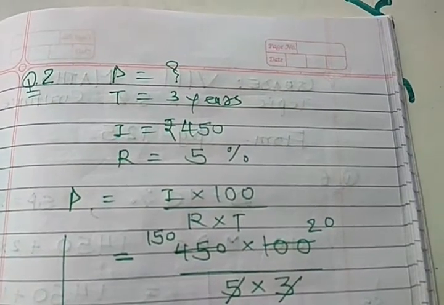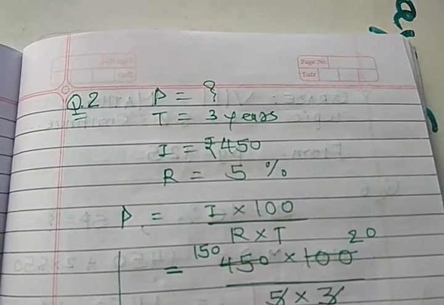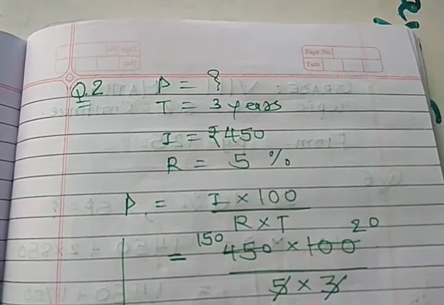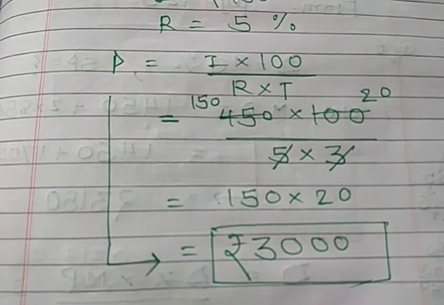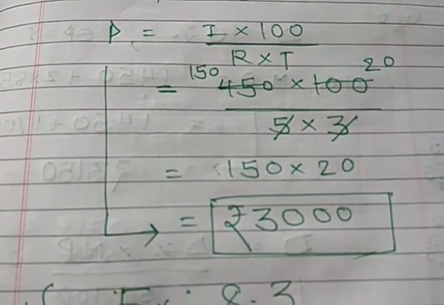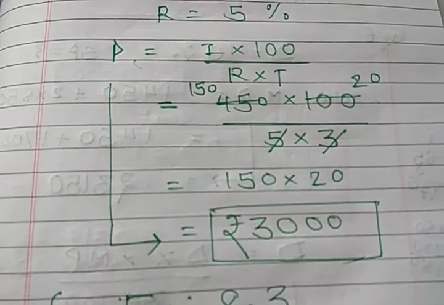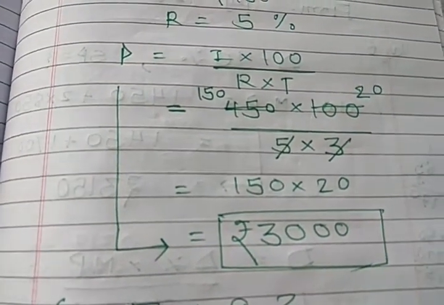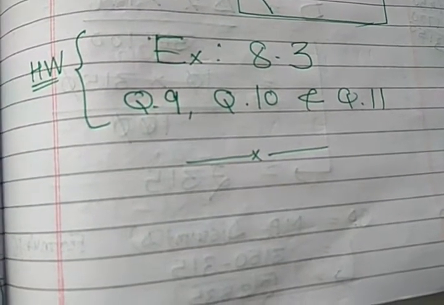Move to question number 2 where you have to find out the principal amount. T is given, I is given and R is given. So apply the formula P equal to I into 100 upon RT. Like this way you do it, right? Simplify and get the answer: principal amount 3000 rupees. And this is your homework: exercise 8.3, question numbers 9, 10 and 11.